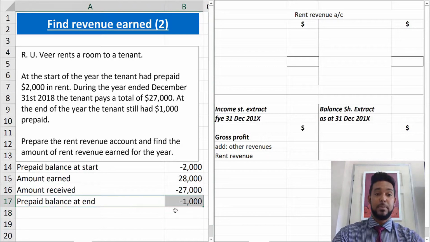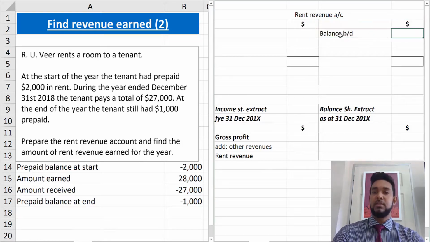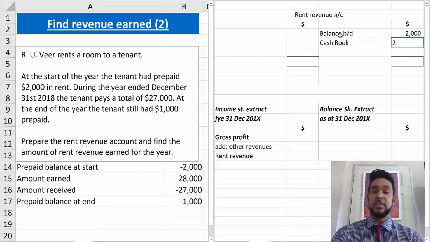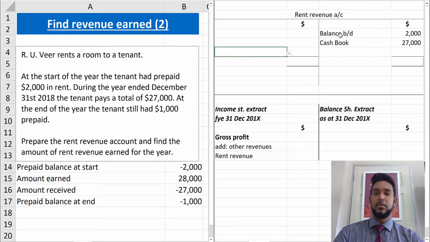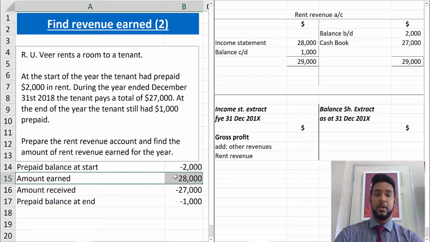Now let's see if we add up everything there, what do we get? A $1,000 prepayment balance. Let's see if it ties back with the T account. So rent revenue, if it's prepaid at start, that's going to be a current liability. That's $2,000. The amount received was $27,000. So we don't know the income statement figure. We do know that there's still a prepayment at end of $1,000. All right, which means, look at that, we have $1,000 on the debit side, $29,000 on the credit side, which means we need $28,000 to make it balance, which was what we got down here in our analysis.